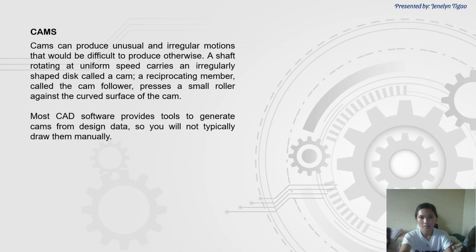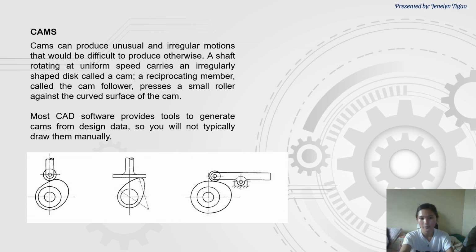Cams. Cams can produce unusual and irregular motions that would be difficult to produce otherwise. A shaft rotating at uniform speed carries an irregularly shaped disc called a cam. A reciprocating member, called the cam follower, presses a small roller against the curved surface of the cam. Most CAD software provides tools to generate cams from design data, so you will not typically draw them manually.